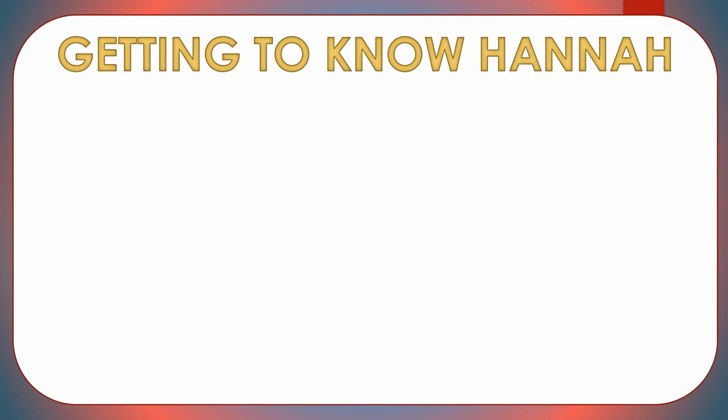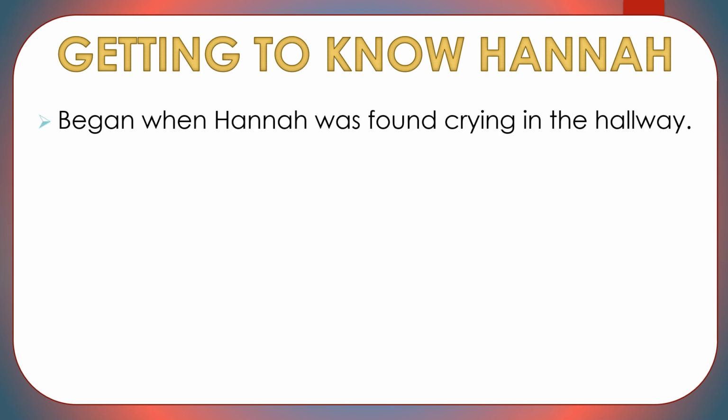So earlier we have been introduced to Richard Knight. At the start of chapter 2, we were introduced to another important character. Not the main character, but she plays a very important role in this novel. This novel doesn't happen if she is not around, alright? And she is Hannah Shermer. Hannah was first introduced in this novel when Richard found her crying in the hallway.